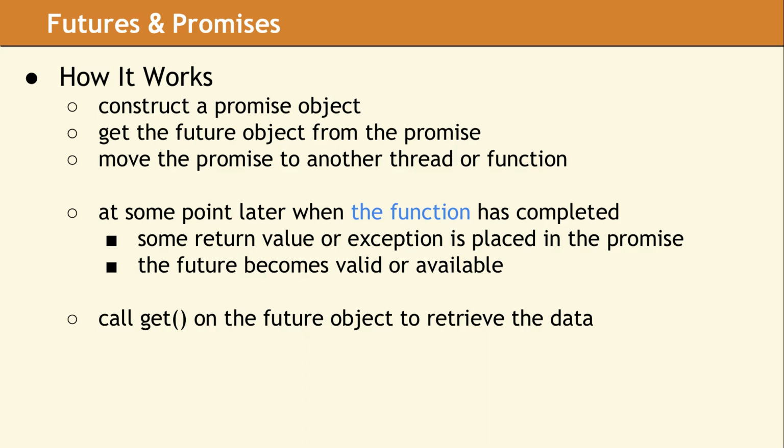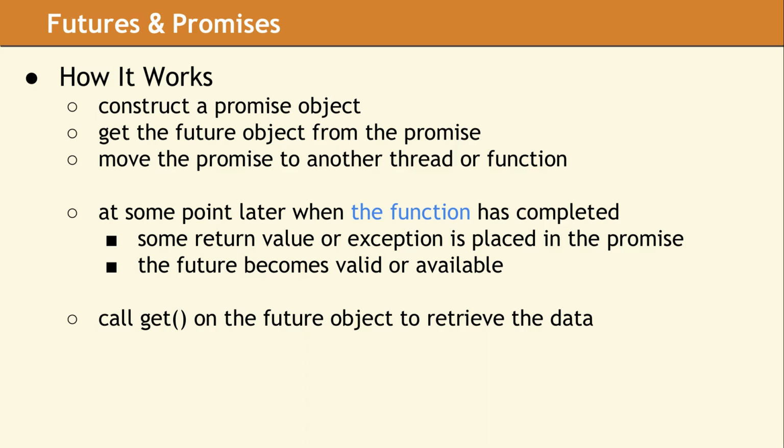So how does all this work? A typical usage involves first creating a promise object. From the promise object, you extract the future and hold on to it. Then you move the promise to another thread or function. Once the function has finished, it is responsible for setting the value in the promise, and the future becomes available.